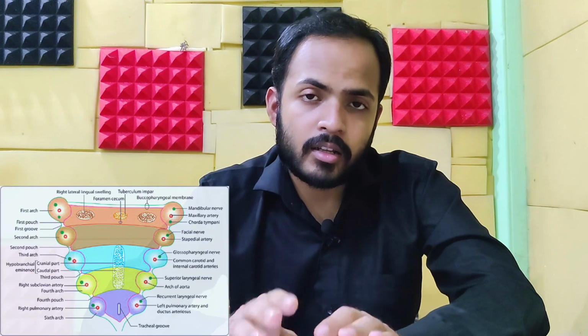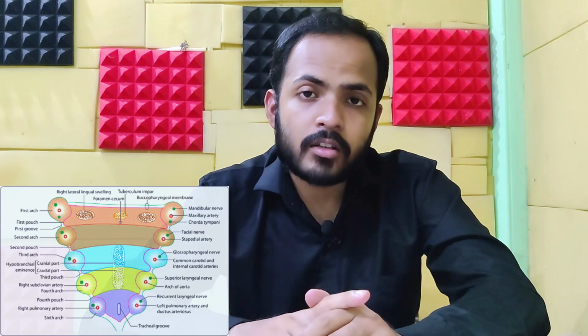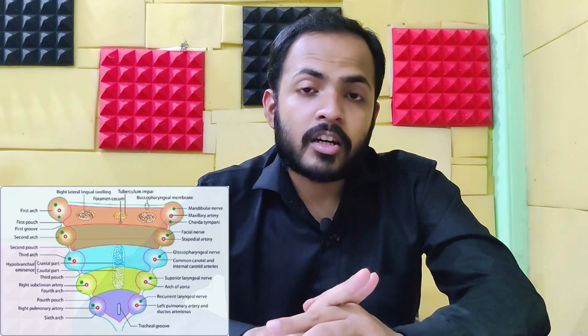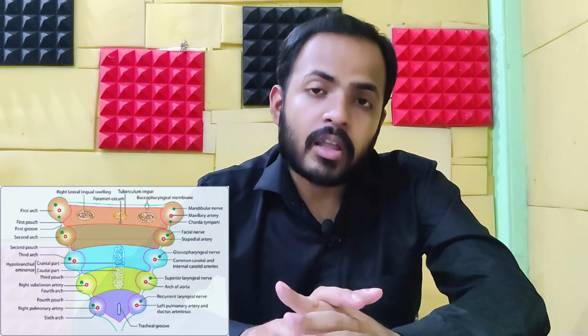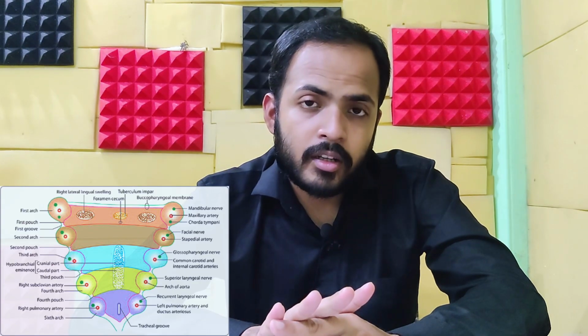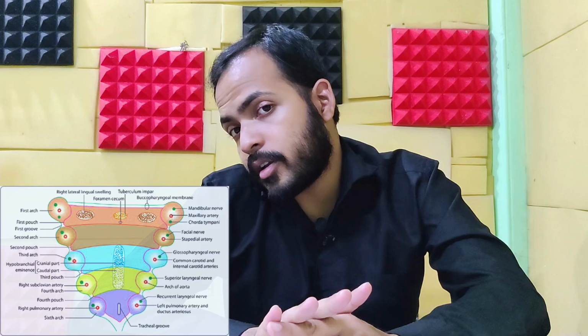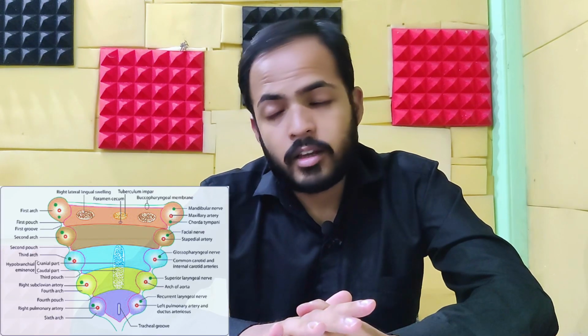There are so many arteries developed from each pharyngeal arch. Suppose from the first pharyngeal arch, we are getting the maxillary artery. From the second pharyngeal arch, we are getting the nutrient artery to the stapes bone and the hyoid bone. From the third pharyngeal arch, we are getting the common carotid artery and the internal carotid artery. From the fourth pharyngeal arch, on the right side we are getting the right subclavian artery, and on the left side, we are getting the aortic arch. From the sixth pharyngeal arch, on each side, we are getting the right and left pulmonary arteries.